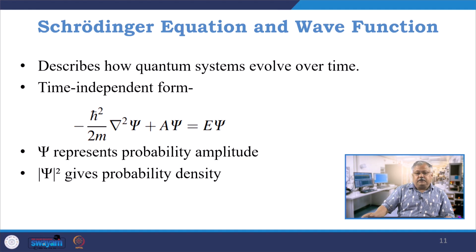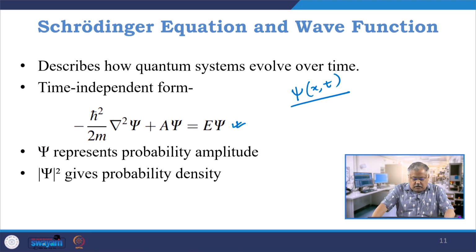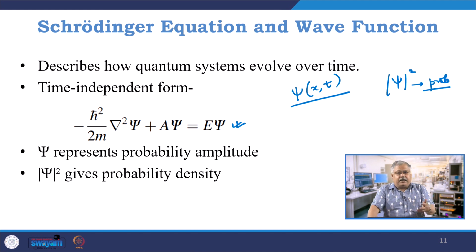Then came the Schrodinger equation and wave function, and this basically describes how a quantum mechanical system will evolve over a period of time. One of the time-dependent formulas is shown here. This psi is my wave function, which is a function of both space and time, and as I discussed with you earlier, psi squared gives me the probability of finding a particle within a space.